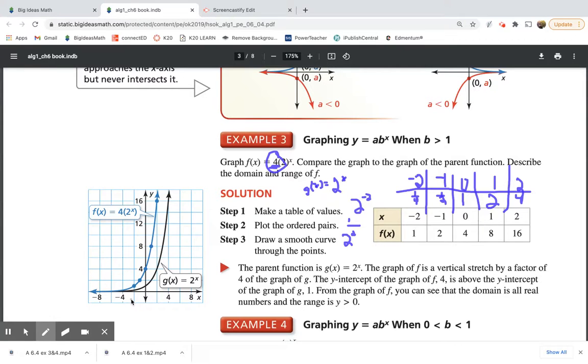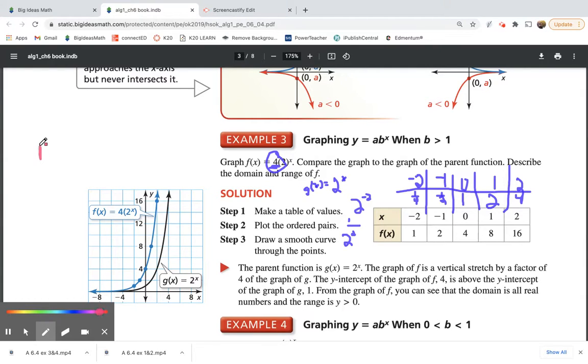Okay, so last thing we have to do, we can talk about it. I don't care about you writing this down. It's more of just a verbal thing. It had a vertical stretch by a factor of 4. That was the only thing that happened. Domain and range, we do have to do that.